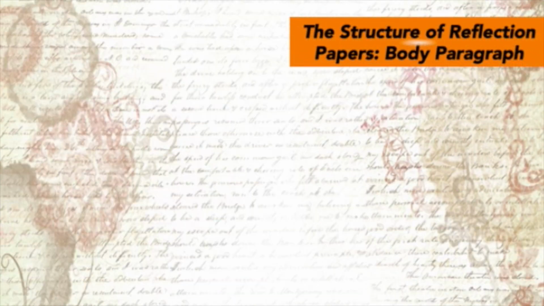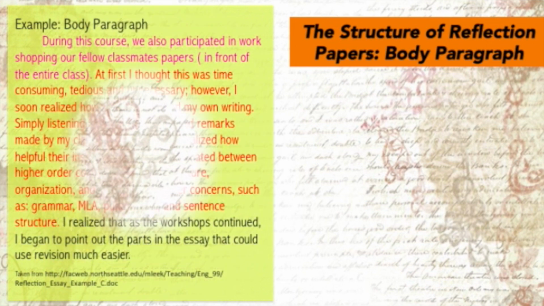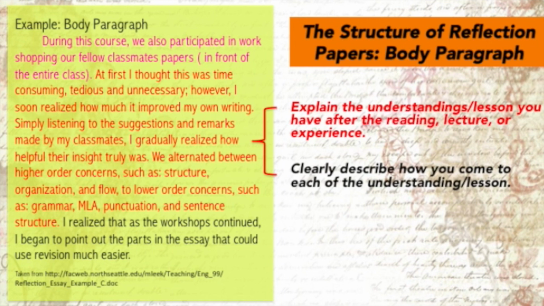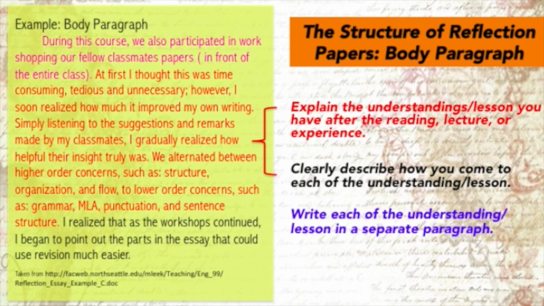The second part of your reflection paper is the body, which provides your exploration and analysis. Here, you should explain the understanding you have after the reading, lecture, or experience. The body may consist of multiple paragraphs depending on how many understandings or lessons you have at the end of the reading, lecture, or experience. You should clearly describe how you came to each understanding or lesson and write each one in a separate paragraph. Each paragraph should have its own topic sentence, which clearly points out major points and understanding.